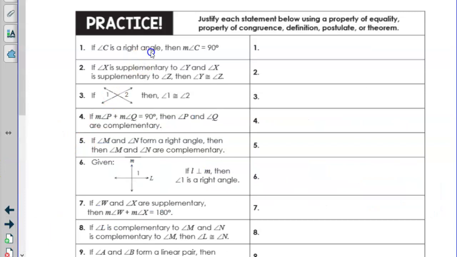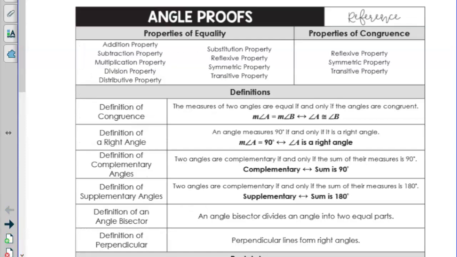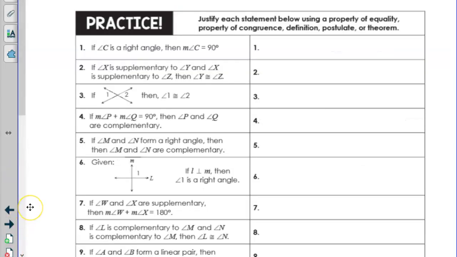What I would like you to do is justify each statement below using a property of equality, property of congruence, definition, postulate, or a theorem. So you have a theorem now. I'll leave the reference page up on the board while you work your way through numbers 1 through 12. Alright, number 1. If angle C is a right angle, then angle C equals 90 degrees. Definition of right angle. Very good.